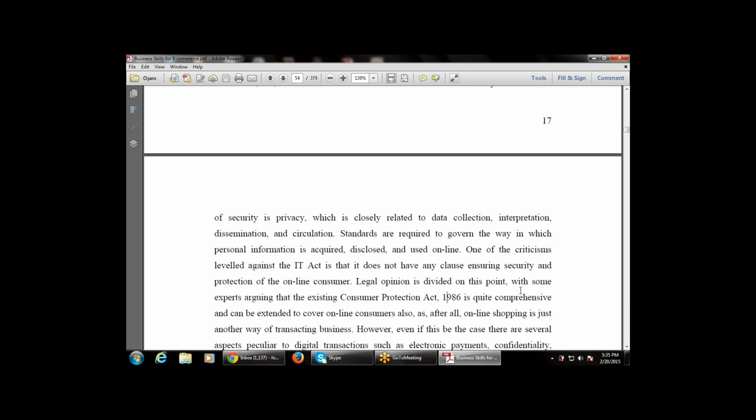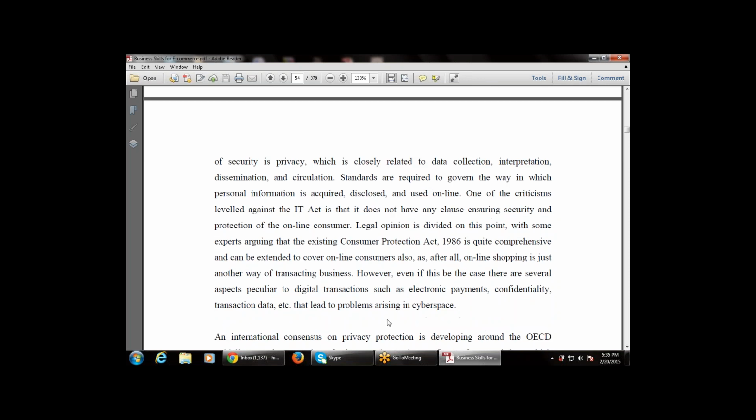However, even if this be the case, there are several aspects peculiar to digital transactions, such as electronic payment, confidentiality, transaction data, etc., that lead to problems arising in cyberspace. So whenever there are aspects related to digital transactions, such as electronic payment, confidentiality, transaction data, etc., they lead to problems arising in cyberspace, in cyber law.